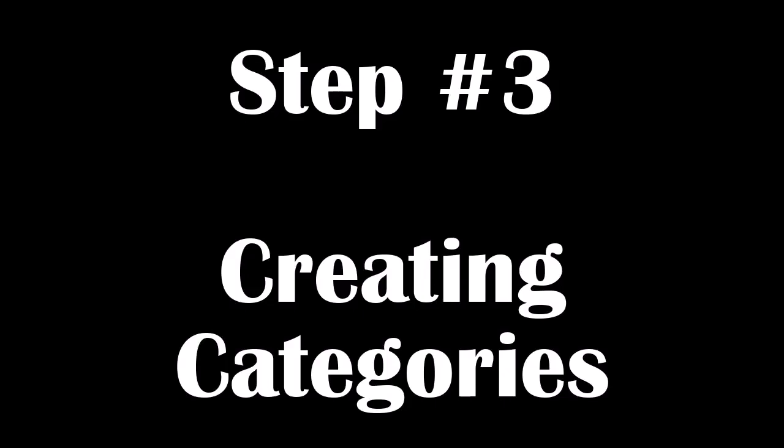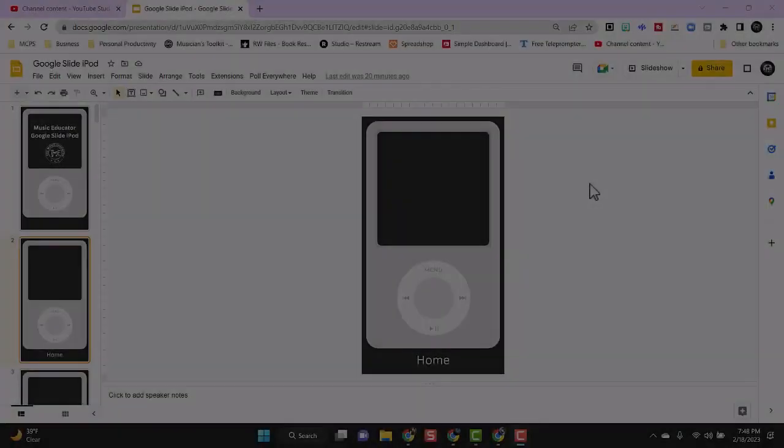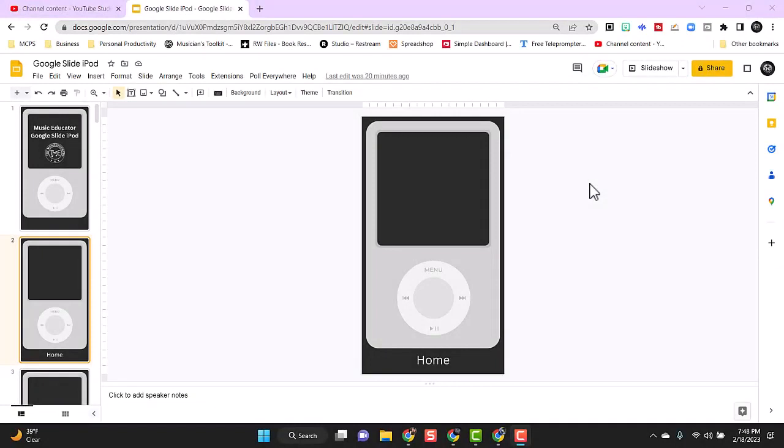Step number 3, creating categories. Now we're getting into the meat and the potatoes of this project. And we're going to be creating categories for what our iPod can watch, see, do, all those things.